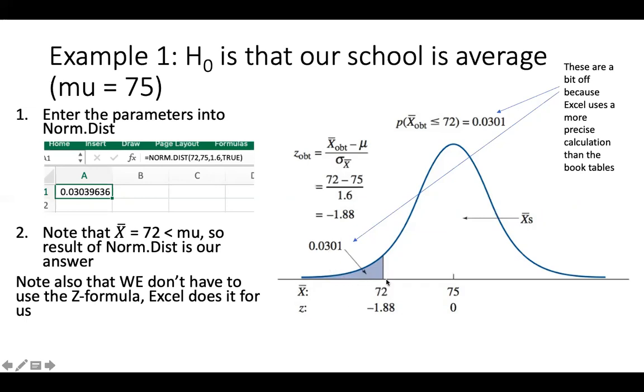This is essentially what we're doing with norm dist. Norm dist gives us the proportion of the normal distribution from all the way at the bottom up to where we are. Since our sample statistic, our sample mean, is less than the mean of its distribution, norm dist gives us our tail probability. If we had found a sample mean of like 78, we would have had to do 1 minus norm dist to get this upper part.